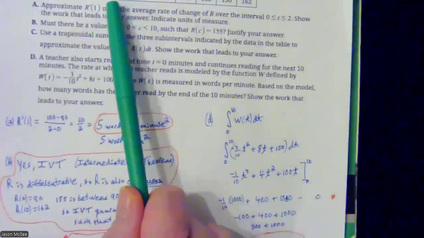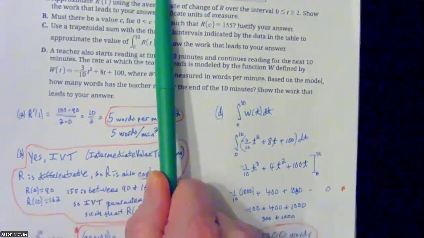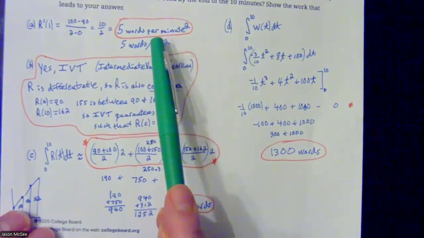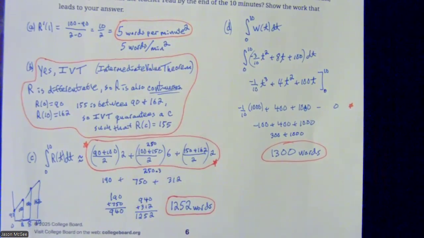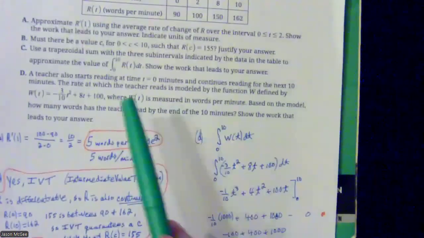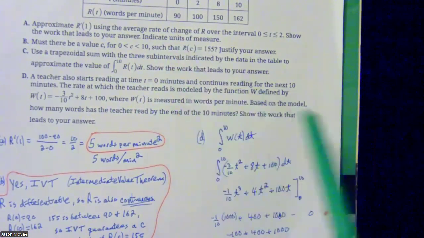And then if you're taking the derivative of words per minute, that's like velocity. So when you're taking the derivative of velocity, you're going to get those acceleration units there. So 5 words per minute squared. And they did ask for units of measure, so make sure you include that.